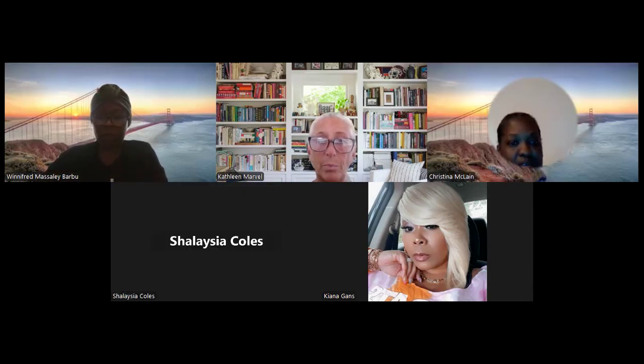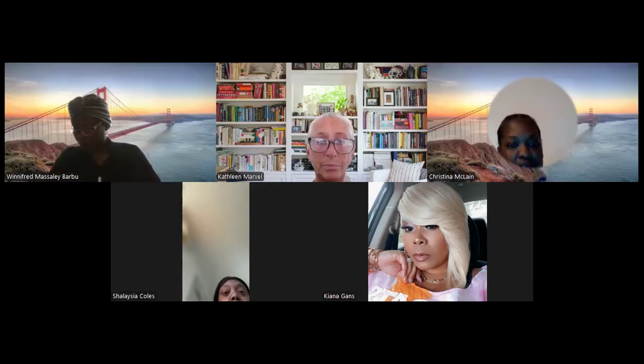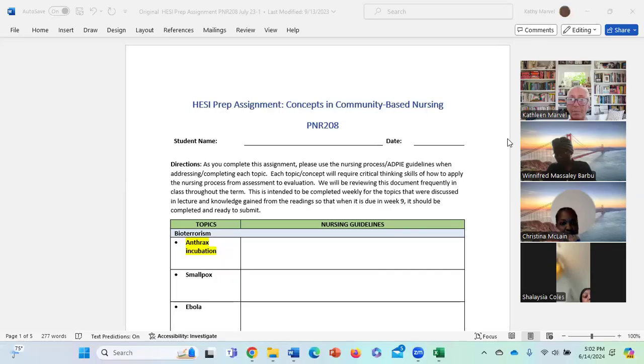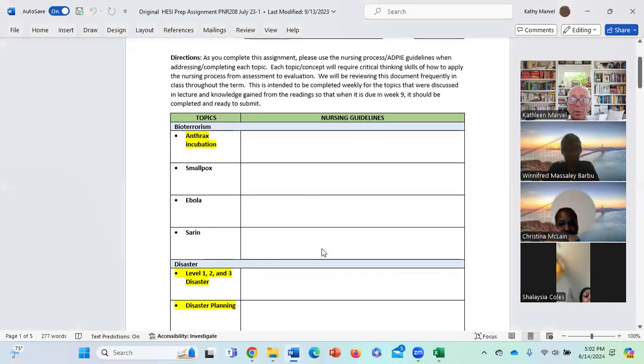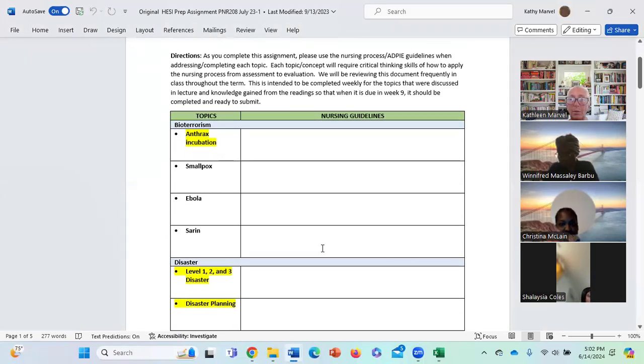I'm going to share my screen and pull mine out. Okay, I have an empty one. That's what it looks like at the start of the term. So first of all, remember that the HESI entails all your classes coming together, just kind of like your exams, but on a bigger scale.